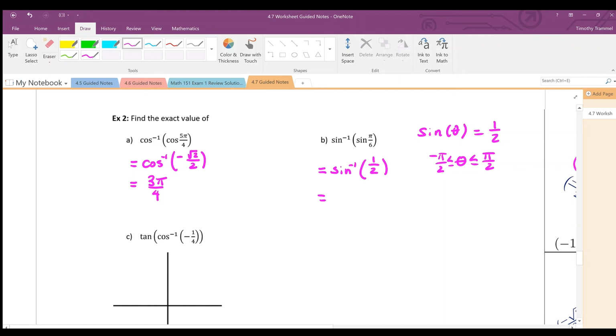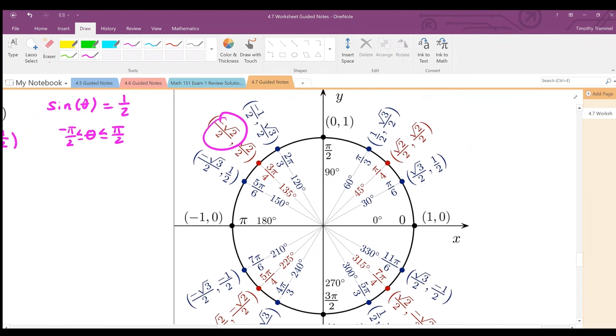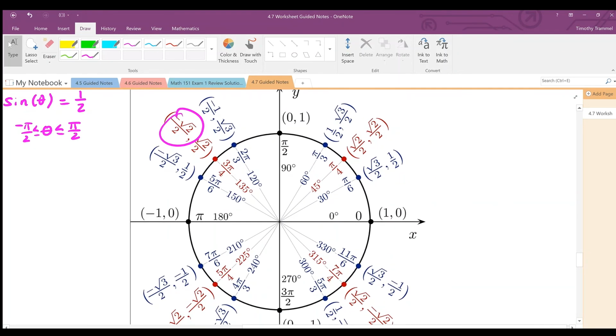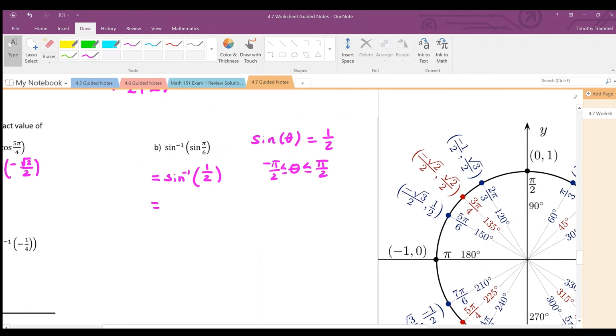So we need to look in quadrants 1 and 4 for an angle that corresponds to a y value of 1/2. Okay, and I think I might have said quadrants 1 and 2. I meant to say quadrants 1 and 4 there. But if we are in quadrants 1 and 4, right, in between minus pi over 2 and pi over 2, the only y value that is 1/2 is this one. Okay, in these two quadrants, it's the only y value of 1/2. Okay. So our answer is going to be the angle pi over 6, which is what we had started with.